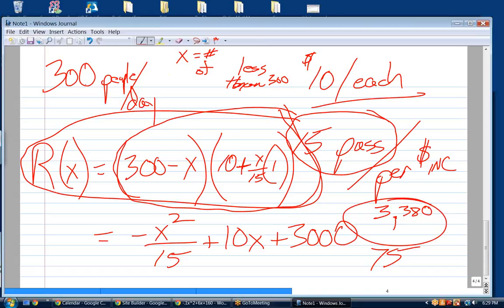If the boat is full, they get 300 times 10, 3,000. So they actually do better with a boat that only has 225 people on it. Because for 225 people, that's 5 groups of 15. So they're going to charge everybody $15, and that's where you get $3,380 in revenue.